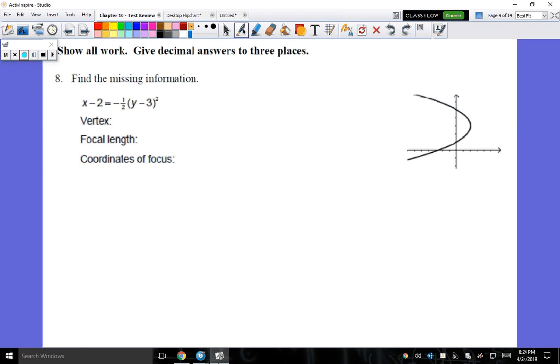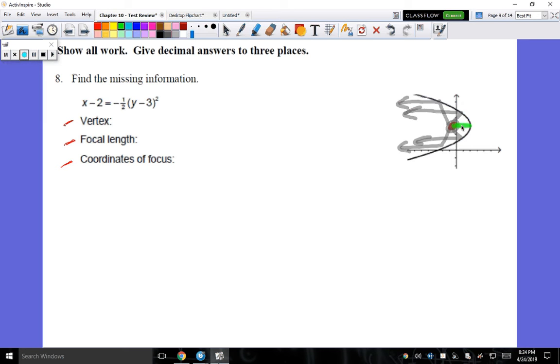Okay, so let's look at number 8. We want to find the vertex, the focal length, and the coordinates of the focus, which probably is somewhere around here, because remember the focus is like that light bulb on a flashlight that will shine light straight out no matter what angle it hits the parabola at. And the focal length is basically just the length between the focus and the vertex.